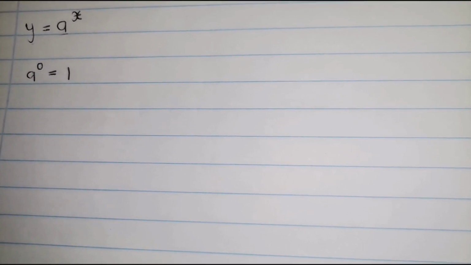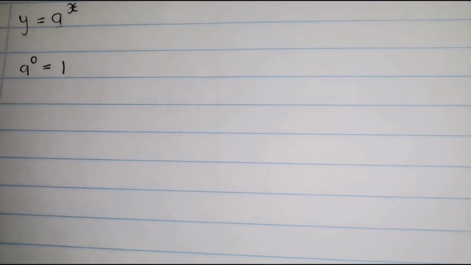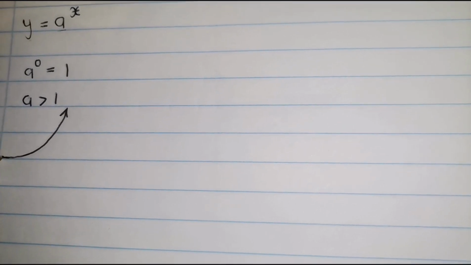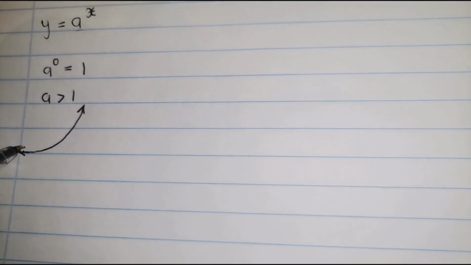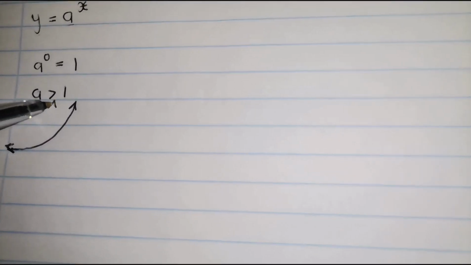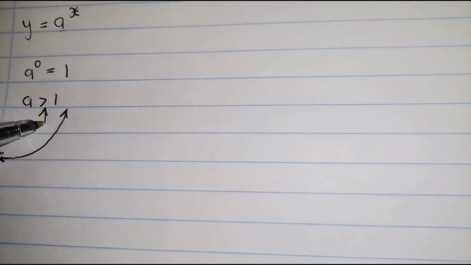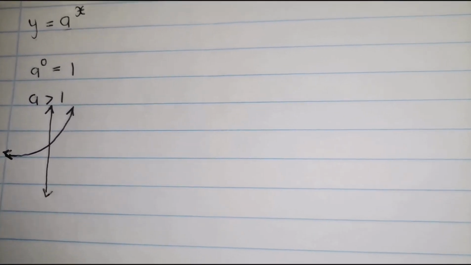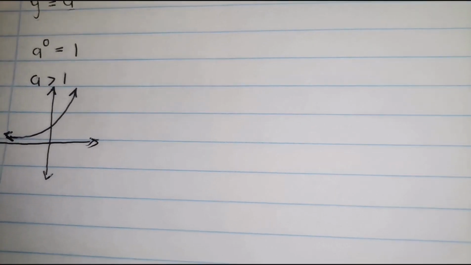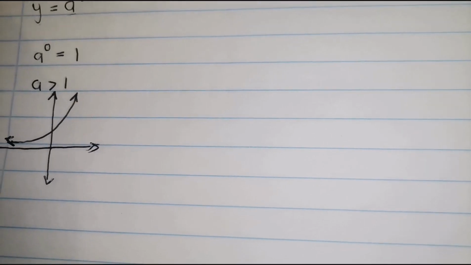For us to recognize that the graph is increasing, the value of a has to be bigger than 1, meaning that our graph will look like this when a is bigger than 1. This is how our graph will look. Perhaps let me just draw the Cartesian plane so that you can see it properly. Yes, guys, supposedly we have some sort of a graph like this one. This is how the exponential function will look.